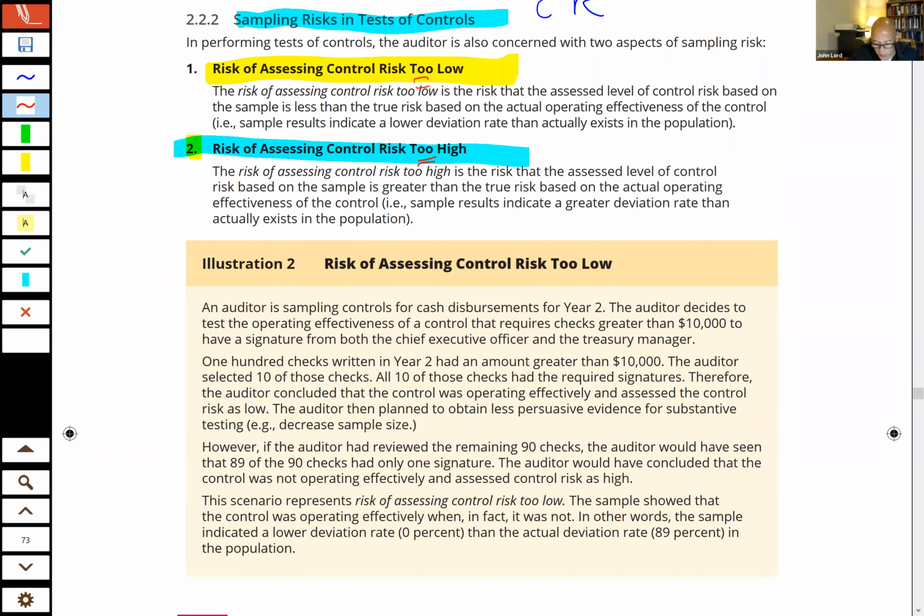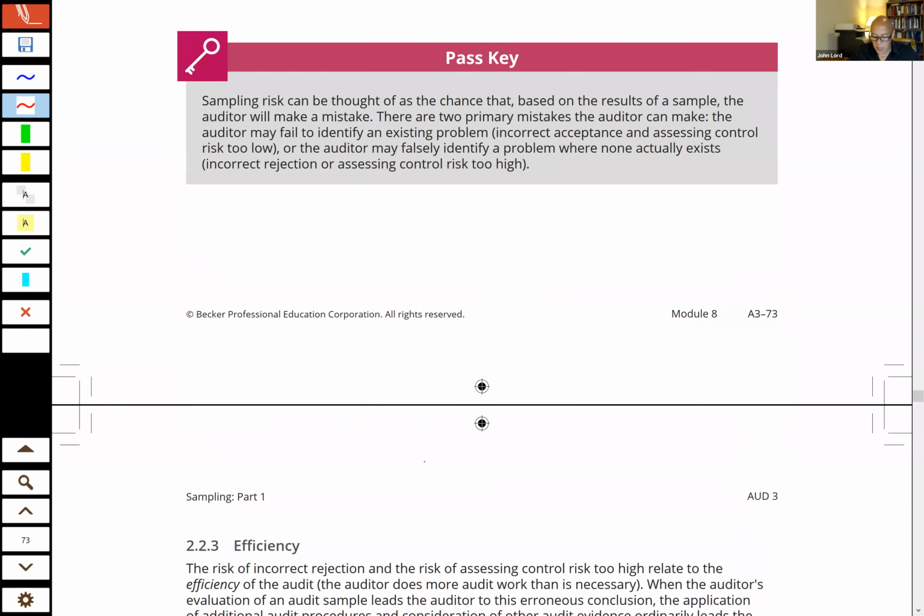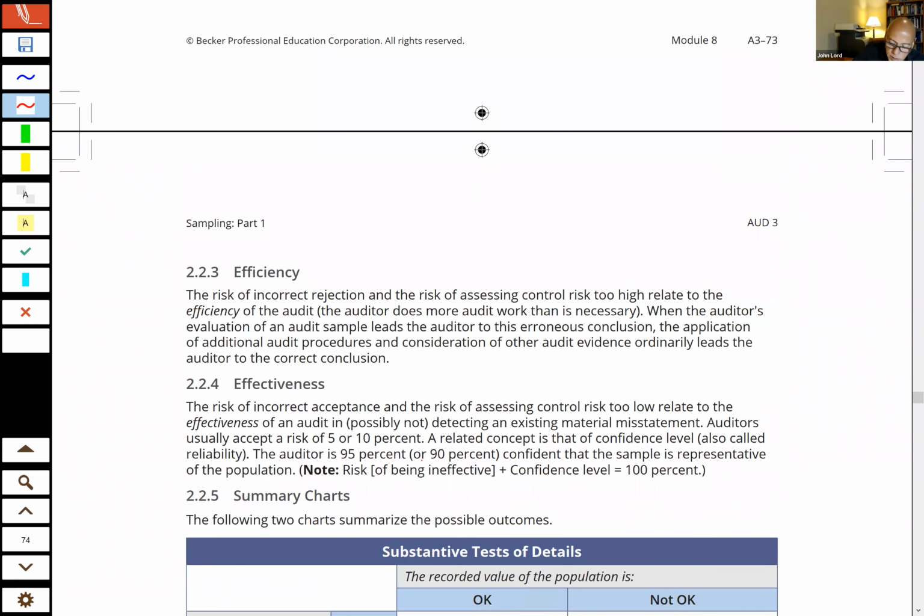Now you come over and they tell us that the risk of assessing control risk too high and the risk of incorrect rejection will affect the efficiency of the audit. Let's think about this. If you assess control risk too high, you say, hey, based on the sample, this control does not have operating effectiveness. What are you going to do? You pull a sample, you look at the sample, looks like the supervisors didn't sign the time cards, so you assess control risk at the maximum. When in fact, if you had looked at all the time cards, you would have found that they did a pretty good job of having that control, having operating effectiveness.